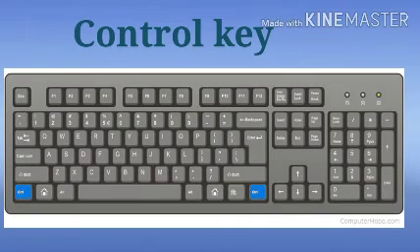Now, what is control key? There are 2 control keys on the bottom row of the keyboard. Pressing control key with certain keys gives us shortcuts for some tasks. For example, pressing control key with S saves a file.